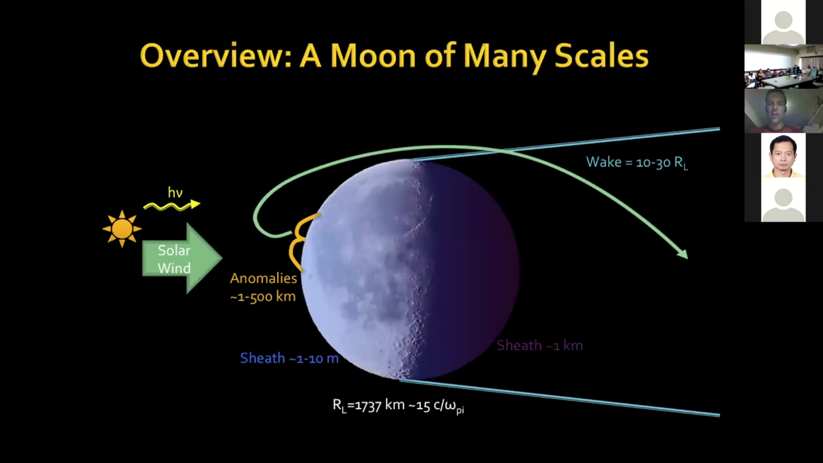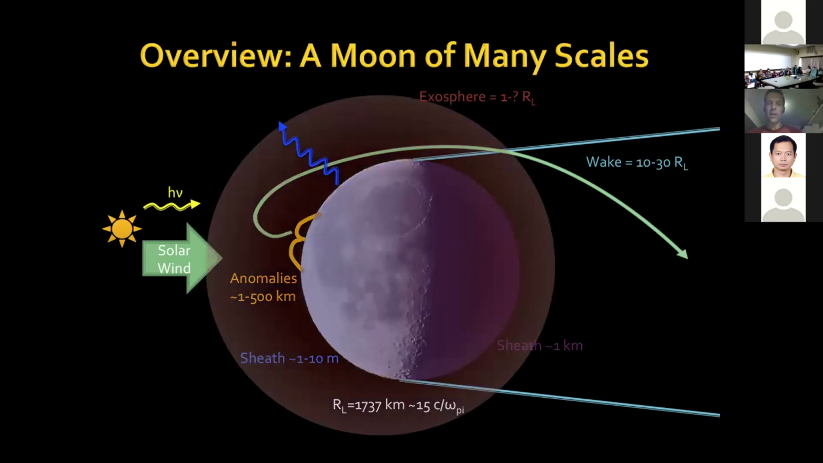At smaller scales, there's a plasma sheath around the surface because the plasma interacts directly with the surface. There's no substantial atmosphere on the moon, so nothing to stop the plasma from interacting directly with the surface. And because of that interaction, electric fields are created and particles can be reflected and emitted from the surface. I'll talk a little bit about those effects.